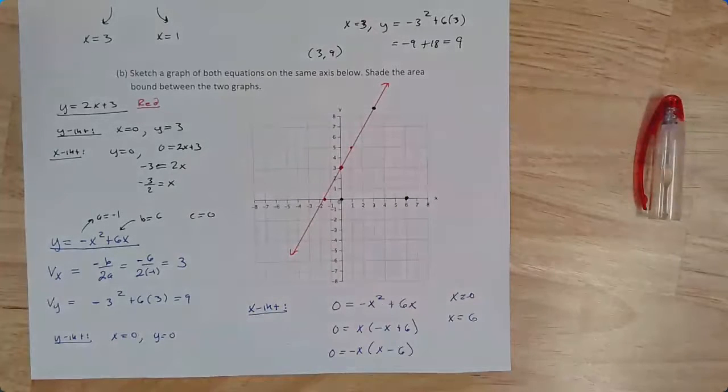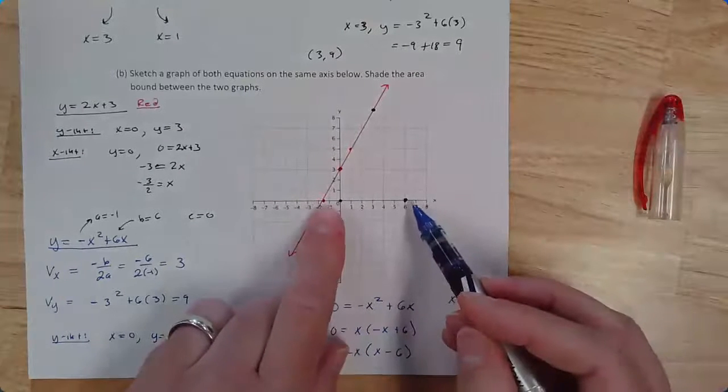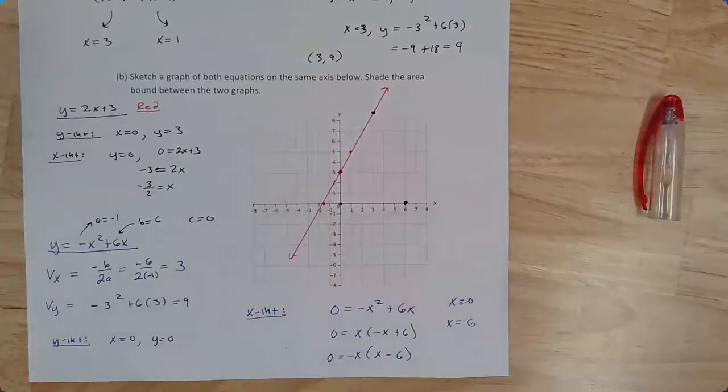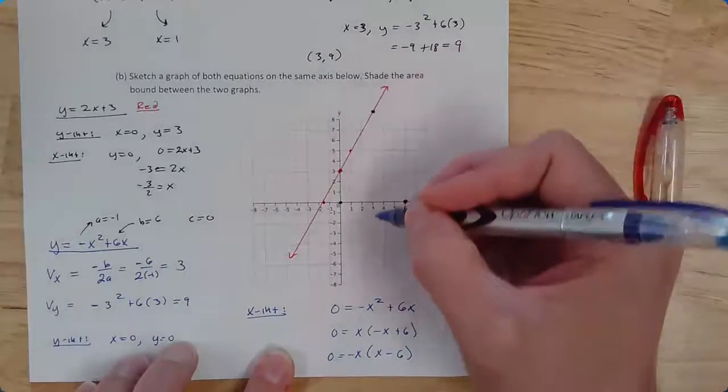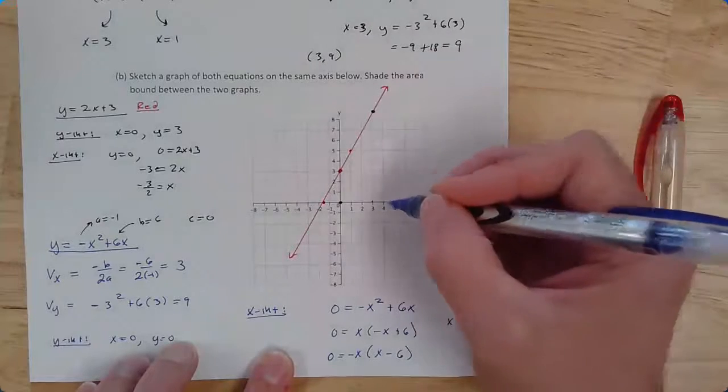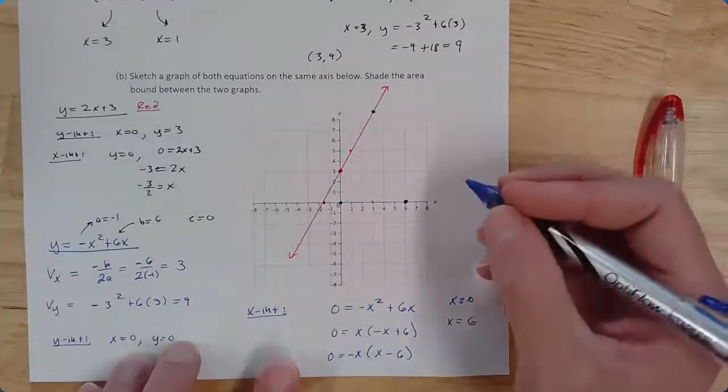Again, this correlates with what we said before about the x-intercepts being equally spaced to the left and right of your vertex. The vertex is along the line x equals 3. If you go 3 to the right, you get 6. If you go 3 to the left, you get 0. So things are looking good.